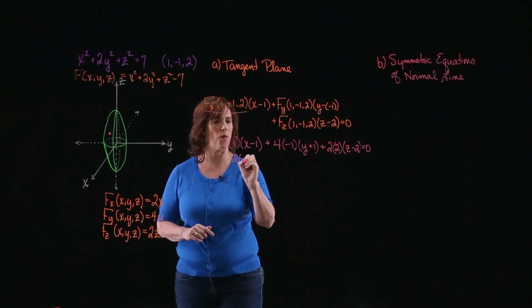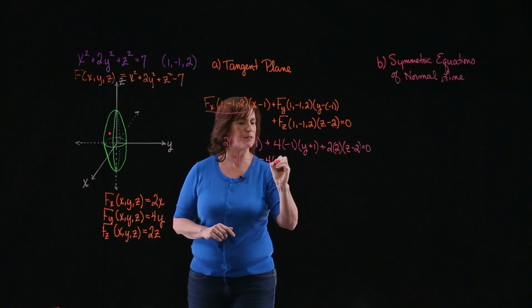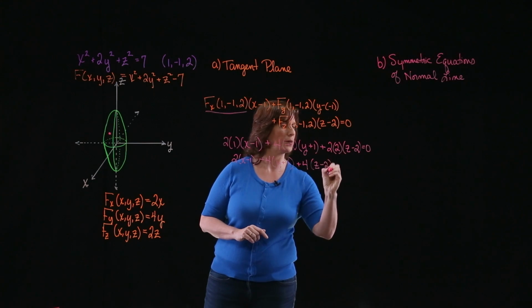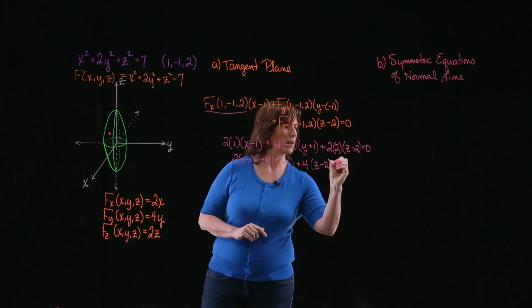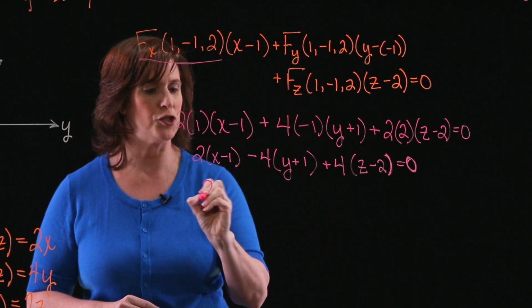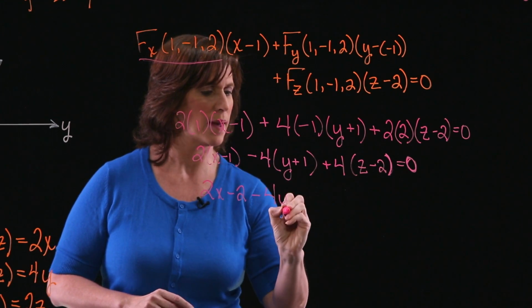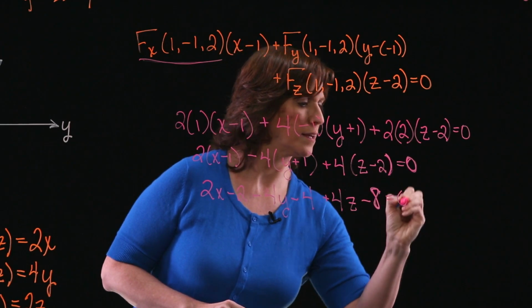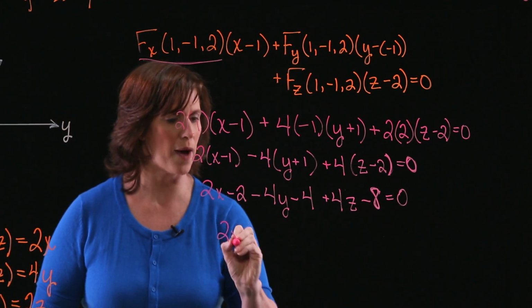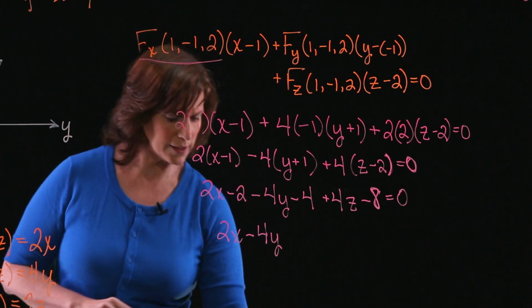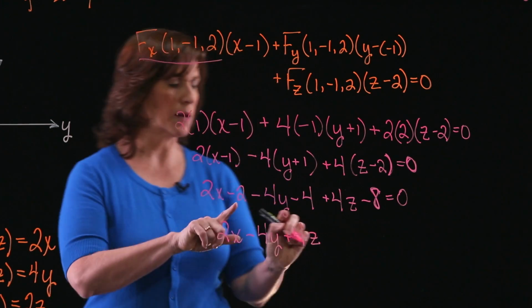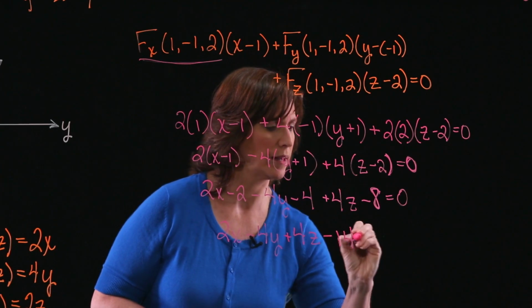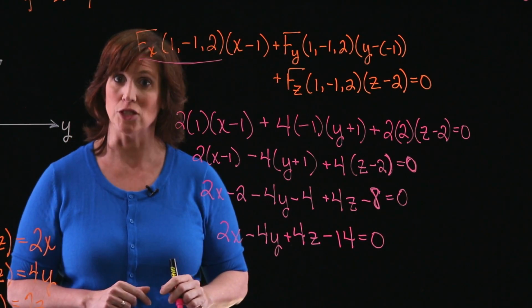So I have 2 times the quantity x minus 1, minus 4 times the quantity y plus 1, plus 4 times the quantity z minus 2, equals 0. A little bit of algebra, I'll have 2x minus 2 minus 4y minus 4 plus 4z minus 8 equals 0. Combining like terms, I have 2x minus 4y plus 4z, and combining my constants, minus 2 and minus 4 is minus 6, minus 8 is minus 14, equals 0. And that's the equation of my tangent plane.